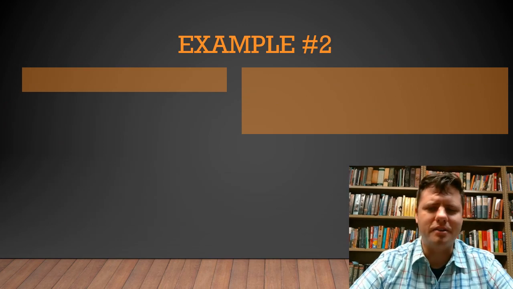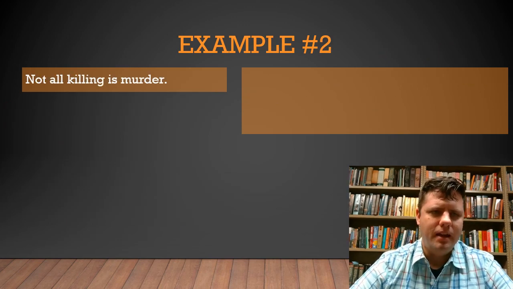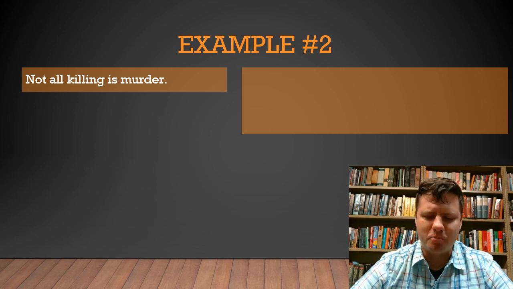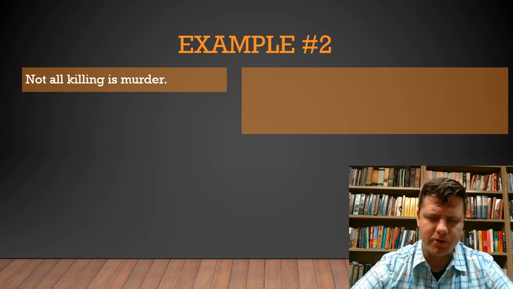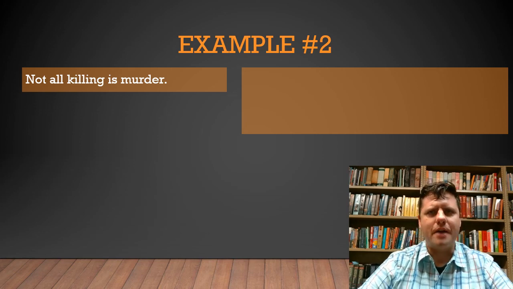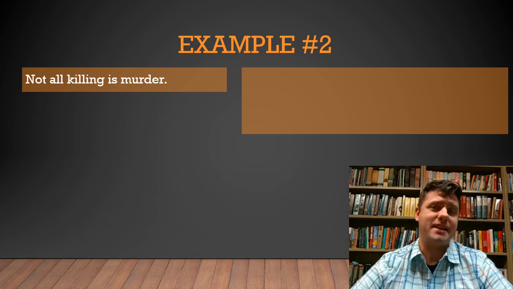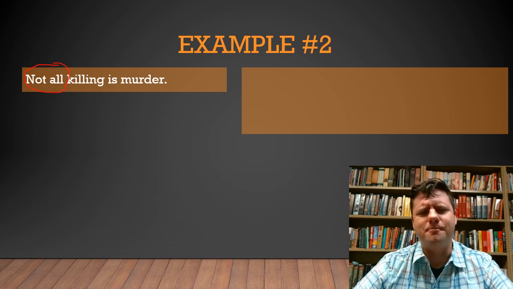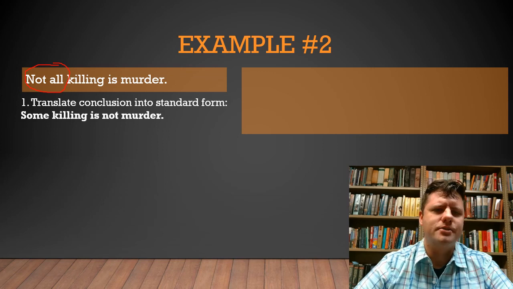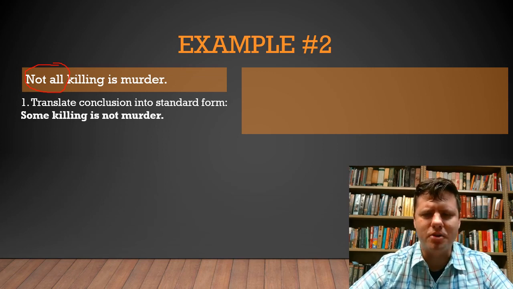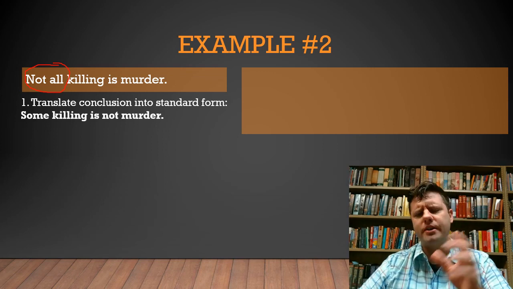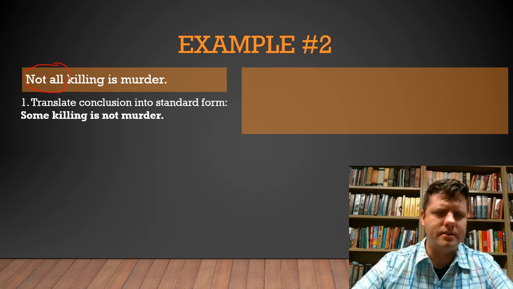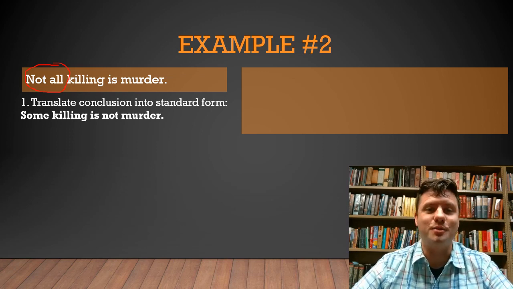Okay, let's look at a second example. Not all killing is murder. Now, the first step that we have to go through is we have to translate that into standard categorical form. So we have to remember, not all killing is murder. What are we saying by that? When we say not all killing is murder, we're really saying this. Some killing is not murder, right? If not all is murder, the way we translate that into standard form is some killing is not murder.